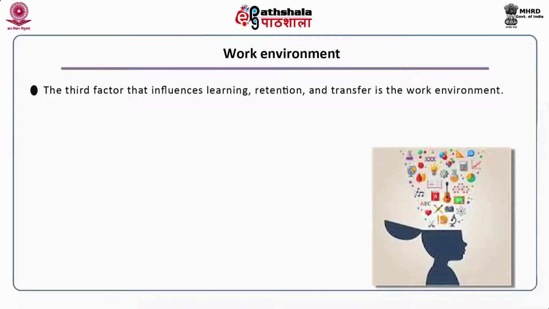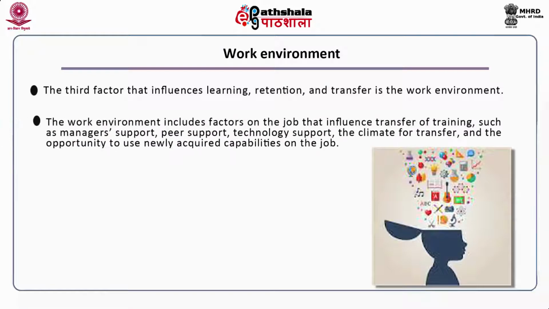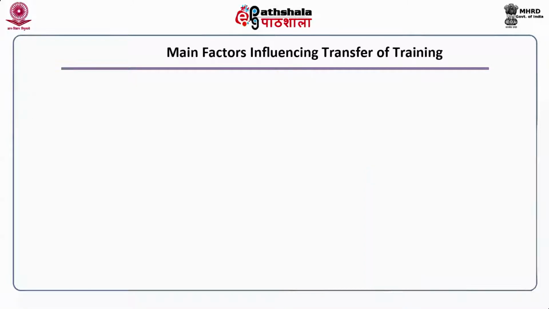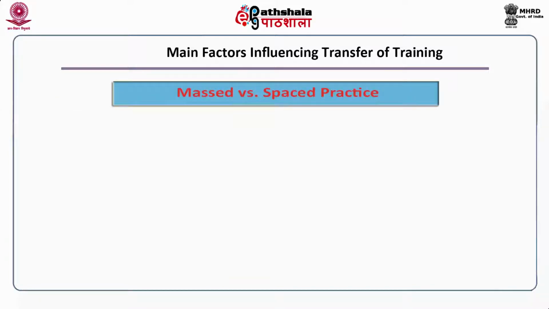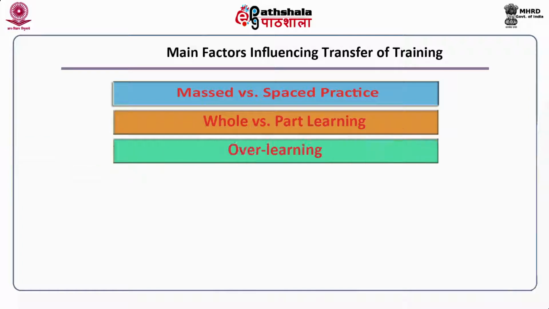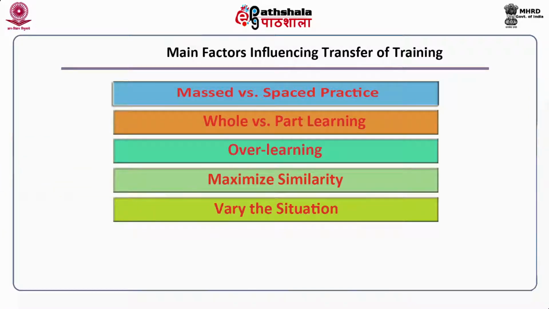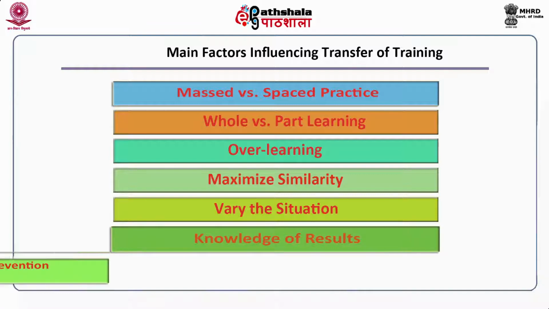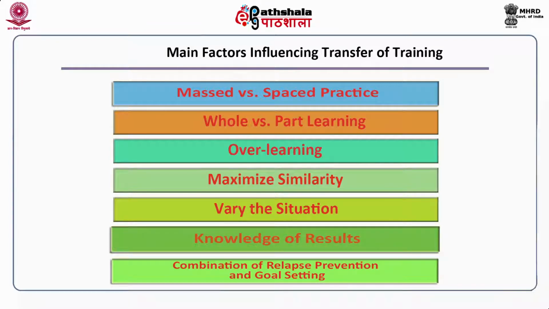The third factor that influences learning, retention, and transfer is the work environment. The work environment includes factors on the job that influence transfer of training such as manager support, peer support, technology support, climate for transfer, and the opportunity to use newly acquired capabilities on the job. The main factors that influence transfer of training are massed versus spaced practice, whole versus part learning, overlearning, maximize similarity, vary the situation, knowledge of results, combination of relapse prevention and goal setting.